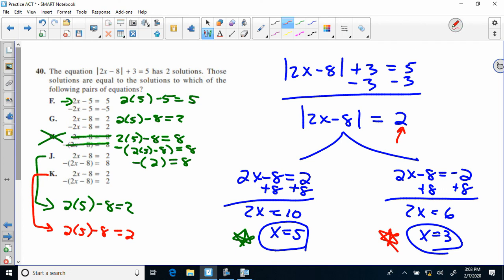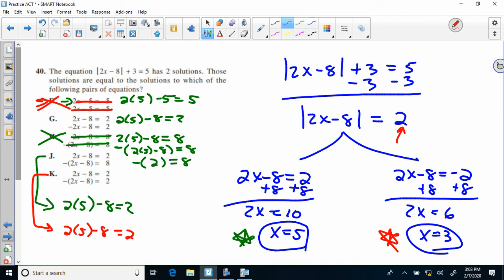So if I did 3 up in the top one up here in F, if I plug 3 in the top, I would have 2 times 3 is 6 minus 5 is not 5, because 6 minus 5 is 1. So it didn't work in that. If I tried 3 in the one right below it, I'd have negative 2 times 3 is negative 6. And negative 6 minus 5 is negative 11. So it didn't work here, which means this guy's bad.